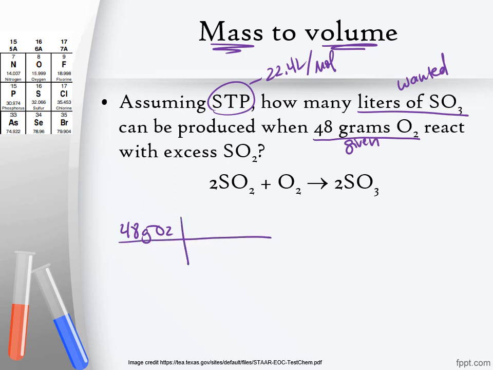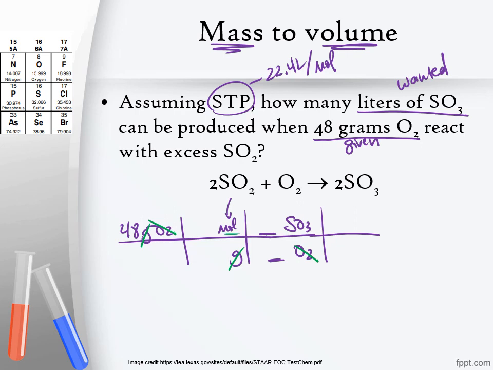We're going to flip our grams into moles. And once we have moles of oxygen, then we can use our mole ratios, get rid of the oxygen, and turn our oxygen into sulfur trioxide. We're going to use the coefficients from the balanced equation to plug in here. Now we'll have canceled out grams and we'll have canceled out oxygen.